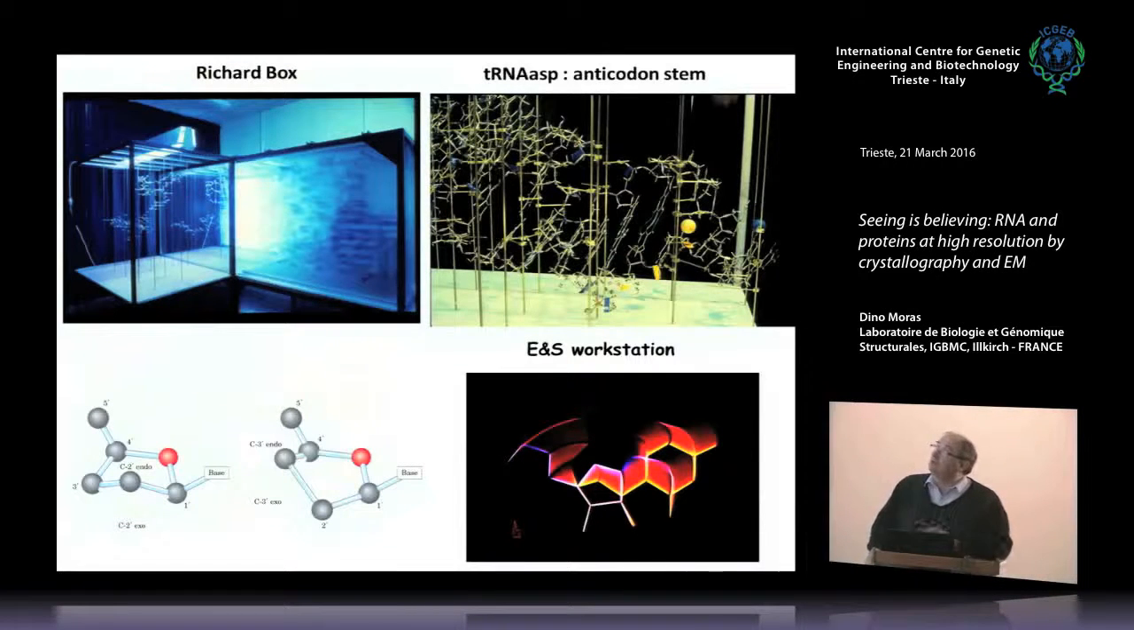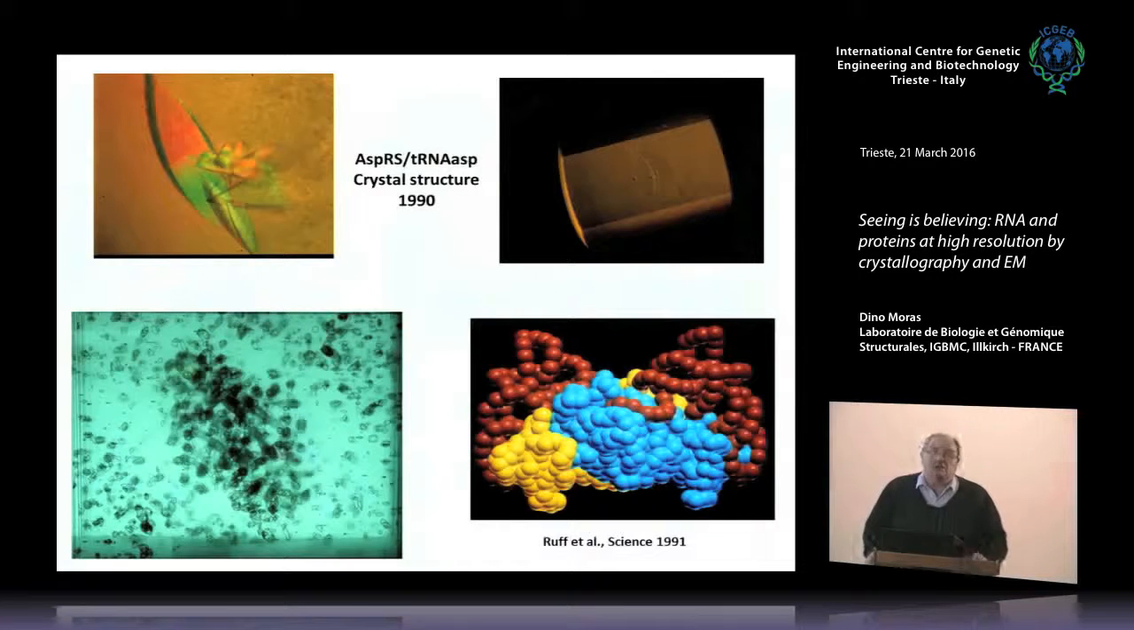At that time also, in order to build a model, we used what is called the Richards box. And the model was like that. That's a tRNA model, and the anticodon, that's the workstation we used. The crystals were grown. That's the next step. In the late 80s, the first complex of protein and nucleic acid, RNA-protein. These were the first real functional complexes.